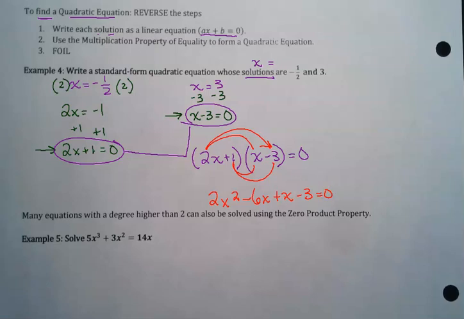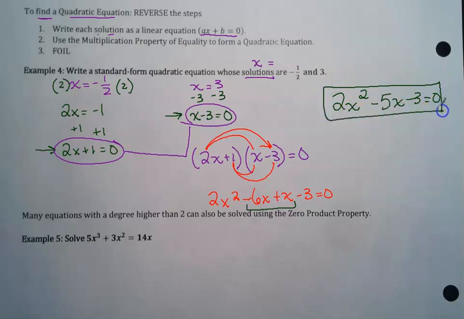Remember, we want to combine our like terms. So we're going to have 2x squared, negative 6x plus x, which gives me a negative 5x, minus 3 equals 0. This is my quadratic, and it's in standard form.